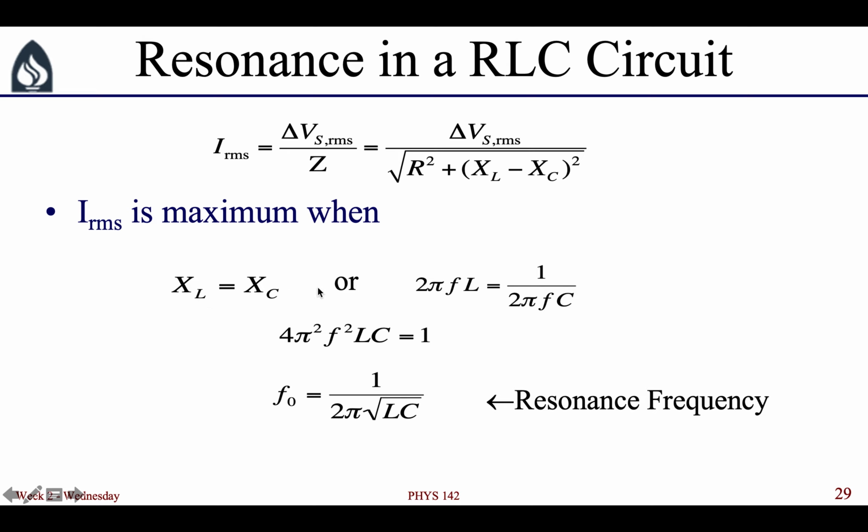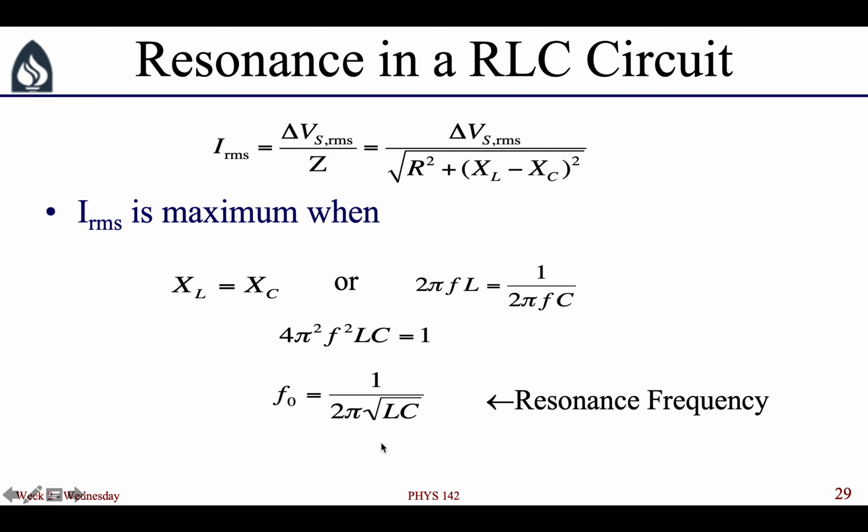If we write out what each of those quantities are, we can then solve for the frequency. And we find that the frequency that causes this resonance condition, when I RMS is maximum, is equal to 1 over 2 pi times the square root of the inductance of the inductor times the capacitance of the capacitor. So this is the resonance frequency of an RLC circuit.